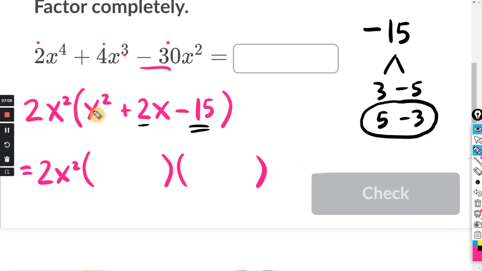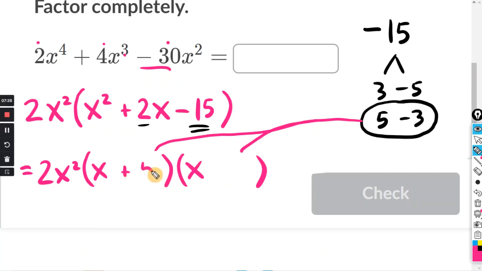All right, in order to get x squared, we're going to have to do x times x. So that's our starting point. X times x will give you x squared. And the 5 and the negative 3 are going to go inside the parentheses. The order doesn't matter. So I'll do plus 5 here and negative 3 right here. That's it. Final answer.